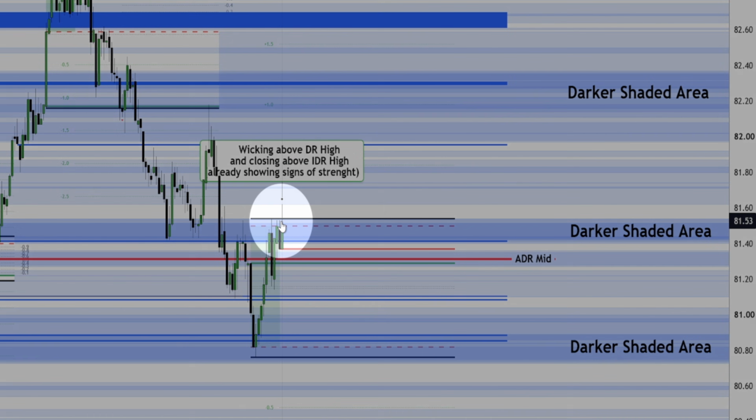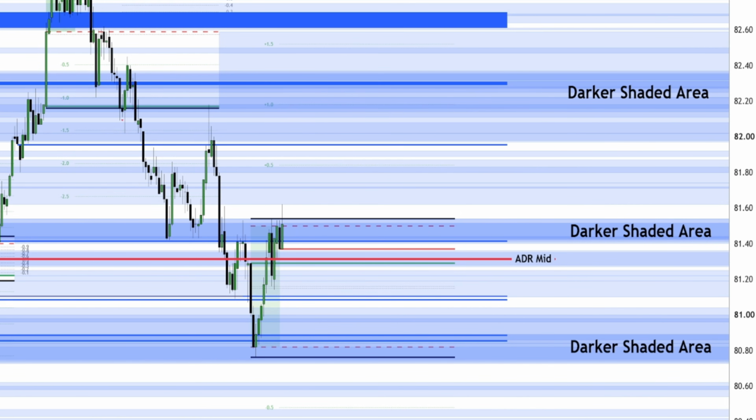Then, with the first candle after the first hour, something reveals itself. Price is already showing strength. It wicks above the DR high and closes above the IDR high, which is the red dashed line. That's a crucial detail. So get ready for a potential long confirmation. And just 5 minutes later, there it is. A long confirmation for the session.